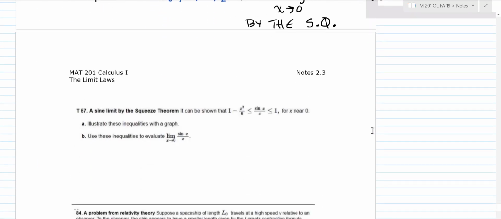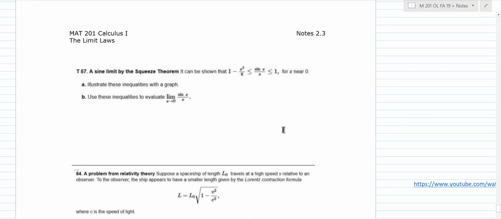Okay, so let's move to the next one, and I'm going to let you try this one on your own. Same idea, I give you an inequality. You want to graph the three functions on your graphing calculator and then see if you can write this out the way I did the last one. What I'm going to do is start by writing down f of x is 1 minus x squared over 6, which is a quadratic function. G of x will be the one sandwiched in the middle. So that is sine x over x, and then h of x is equal to 1.